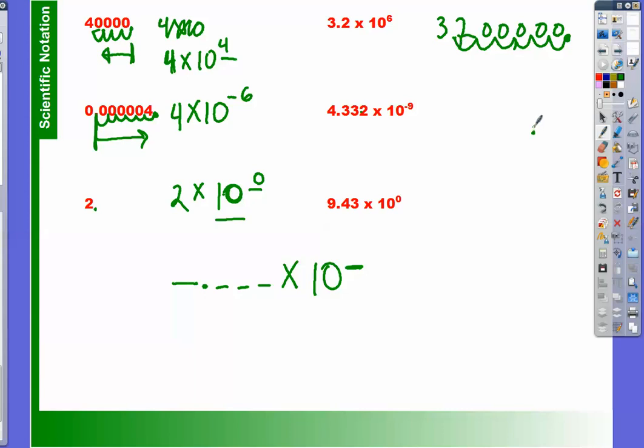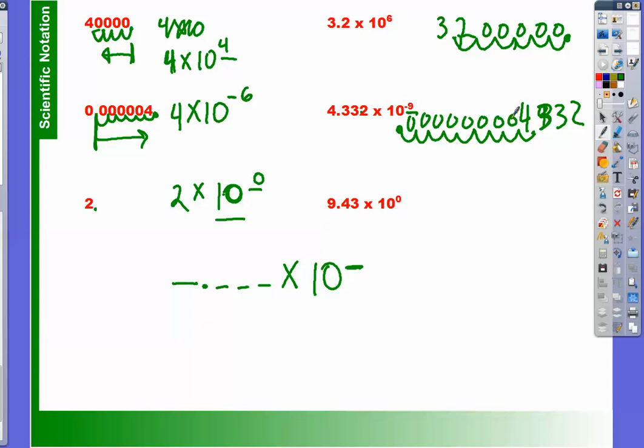Same idea here. We have 4.332. Let's move it in the negative direction, so we're expanding it. So we're going to have a much smaller decimal. 1, 2, 3, 4, 5, 6, 7, 8, 9. There we have it.